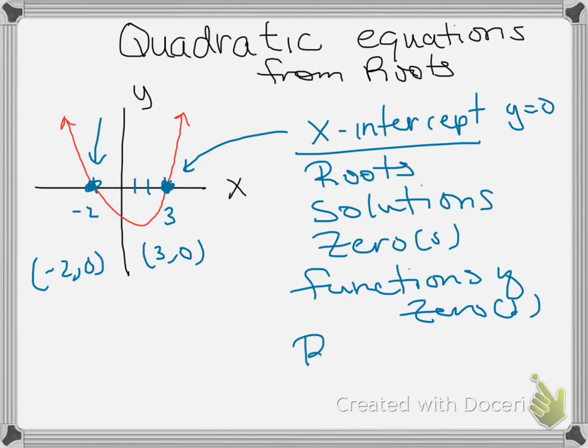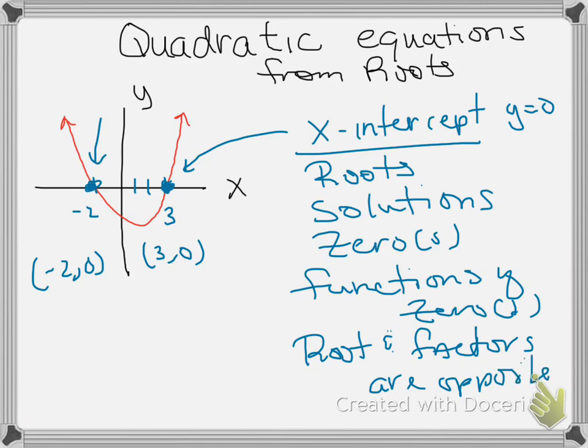One thing you want to remember is that roots and factors are opposite of each other. So these are my roots, and the opposite of the roots is that we're going to make two factors. We'll just use x for our variable here. This says -2, so the opposite of -2 is +2. In this one, the opposite of +3 is -3. And now we have factors.